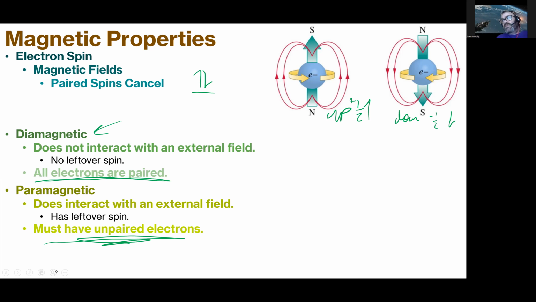Okay, so we're going to come back to this a couple more times this semester, but what we want to be able to do is recognize things that are diamagnetic versus paramagnetic based on how their spins are paired up. And for this, we have to be able to draw the orbital diagram. So we have to know Hund's rule, and we have to be able to tell whether there are electrons that are paired up or unpaired as we do that.